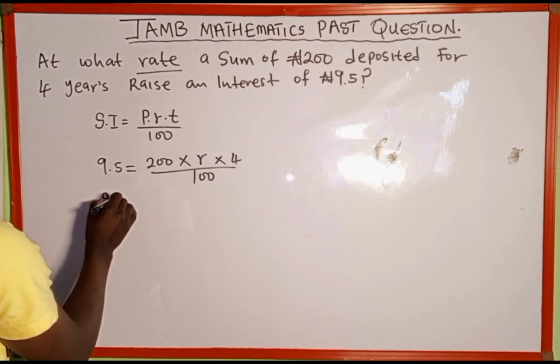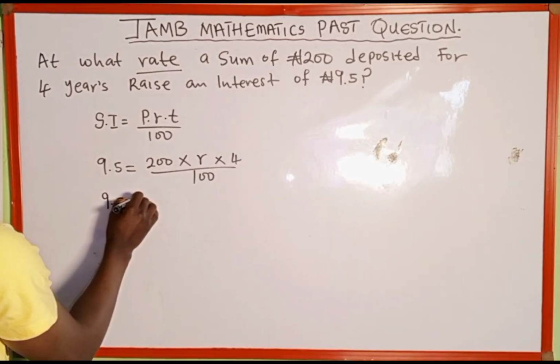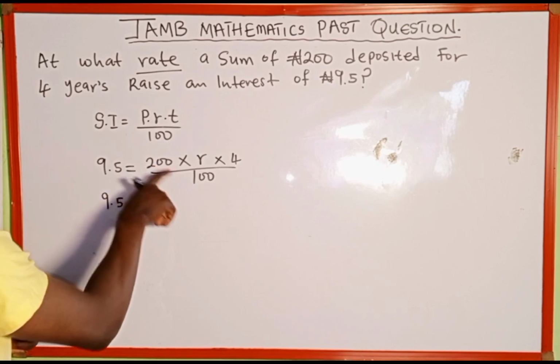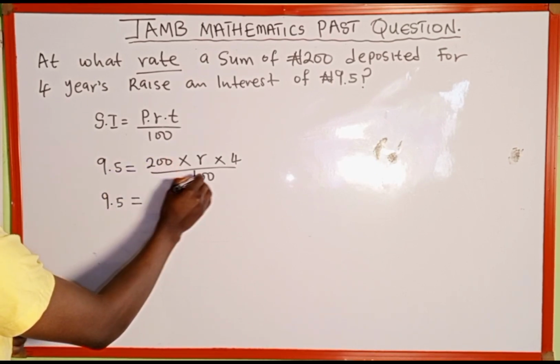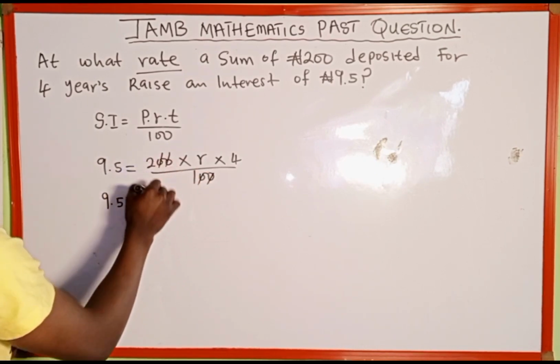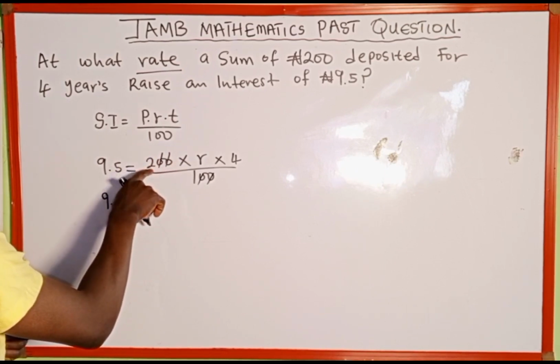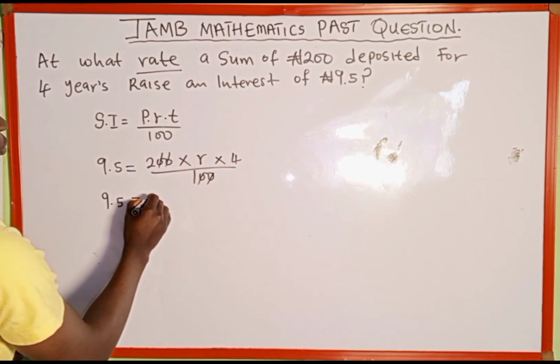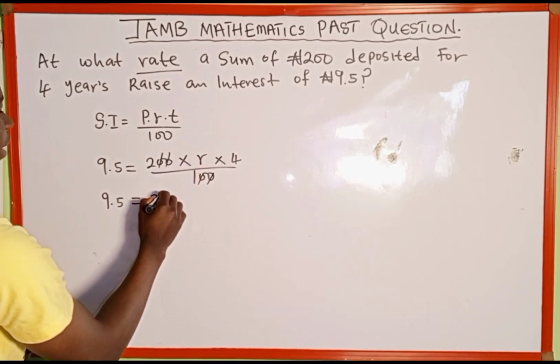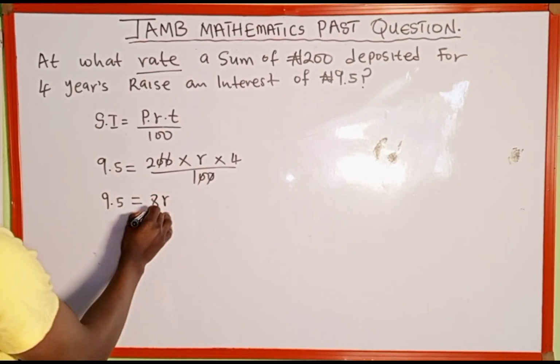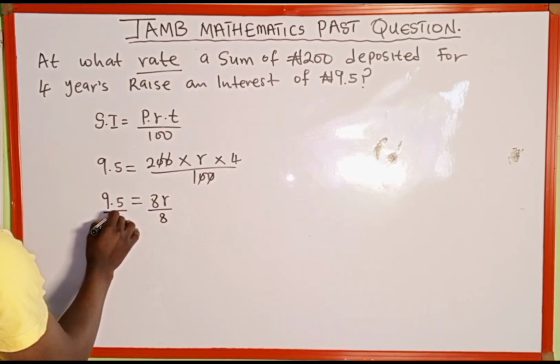9.5 is equal to 200 divided by 100. So 0 will cancel 0, 0 will cancel 0. 2 times 1 is the same as 2. Then that 2 multiplied by 4 is going to give us what? 8. Multiplied by r is going to be 8r. Then we divide both sides by 8 because we are looking for the rate.